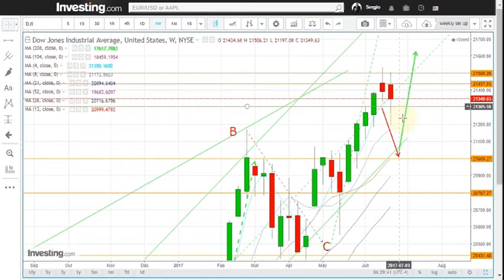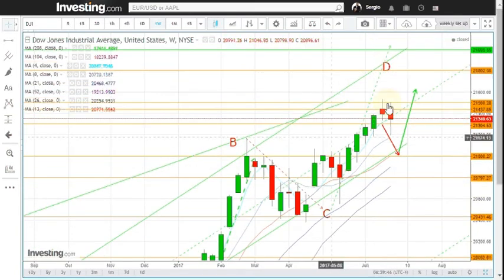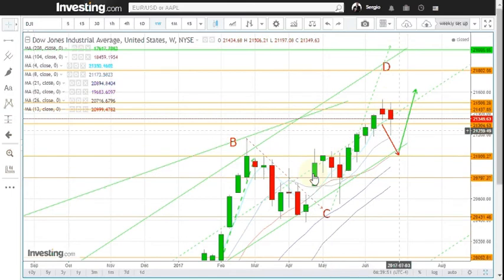You see over here we have a channel, the resistance and the support, and we are in the lower half of this particular uptrend channel. So we're gonna remain over here at the channel's support. Okay, we're gonna interact over here, maybe bounce over here at 21,200, and then bounce back and go higher. Okay, that's for your Dow Jones Industrial Average.